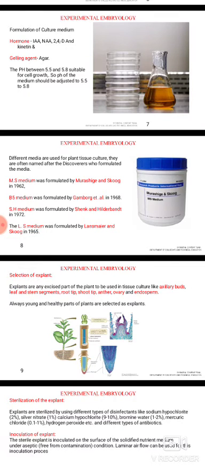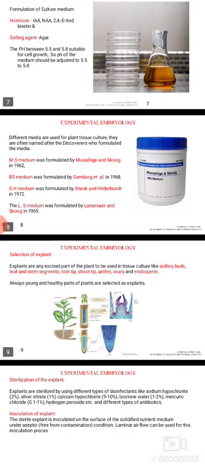Different media are used for plant tissue culture. They are often named after the discoverer who formulated the medium. For example, MS medium. This was formulated by Murashige and Skoog in 1962. B5 medium formulated by Gamborg in 1968, and SH medium formulated by Schenk and Hildebrandt in 1972. The LS medium.